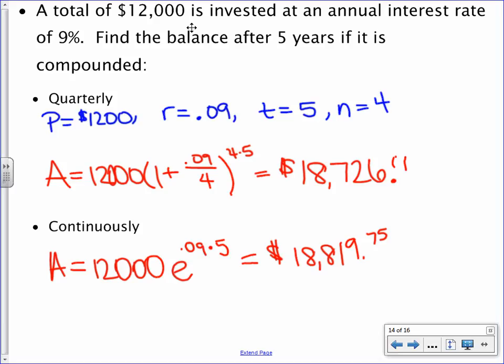Why would this one be a higher amount? Here, our interest is compounded how many times a year? 4. How often is this being compounded? All the time, okay? The more times you compound the interest, the more interest you're going to accrue, okay? The more money you're going to get out of it. Now, if you're looking at a loan, would you want to be compounded more or less? Less. You don't want to pay as much money back, okay?